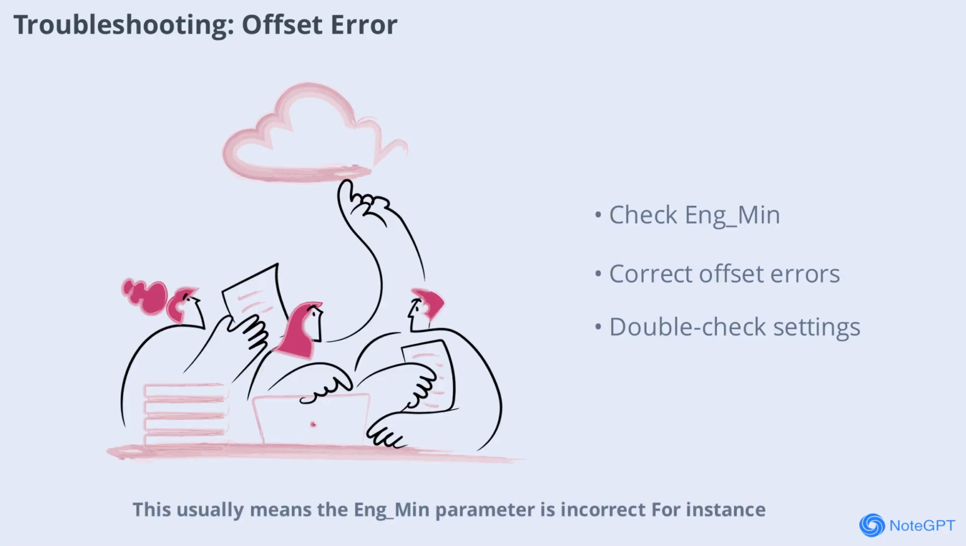This usually means the ENG min parameter is incorrect. For instance, if the scaling assumes 0 to 100 instead of -40 to 85, every reading will be off by a constant value. Double-check your ENG min and ENG max settings to ensure accurate scaling.